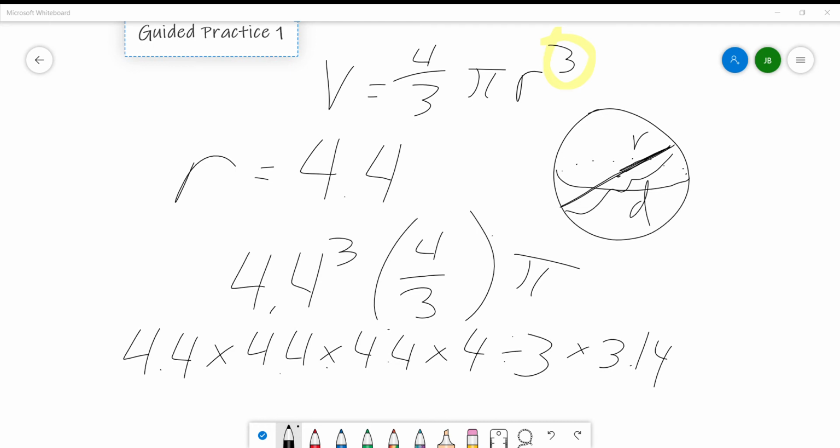And indeed it does. You get 356.64 when you round to the nearest hundredth. So you can do that as your keystrokes.